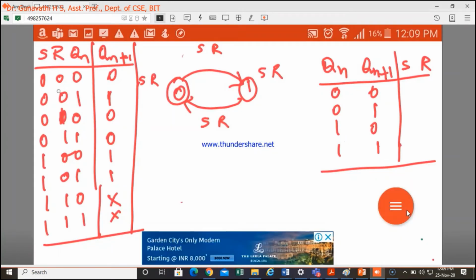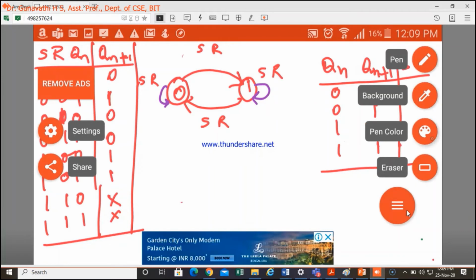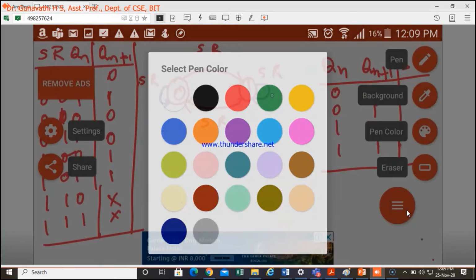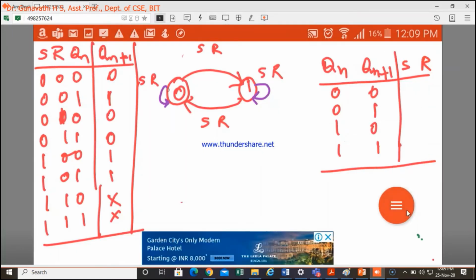So now, 0 to 0 transition when S and R was 0 0. I forgot to write this, so I'll use a different color. 0 to 0 transition when S and R is 0 0. 1 to 1 transition when S and R is 0 0.